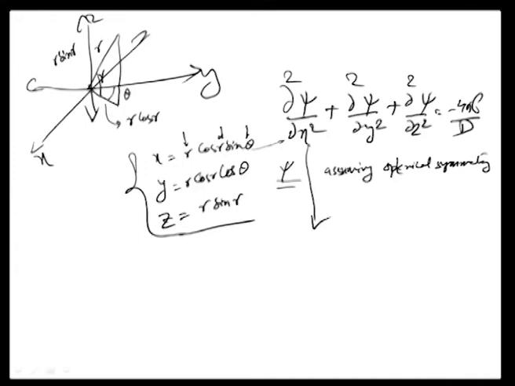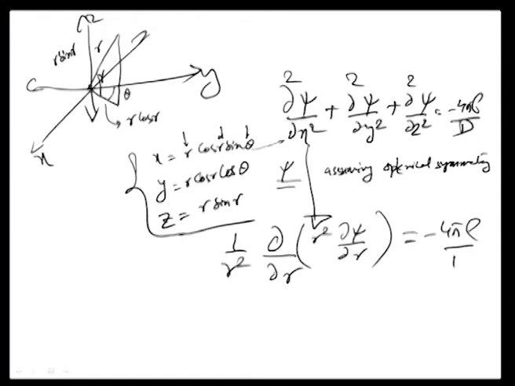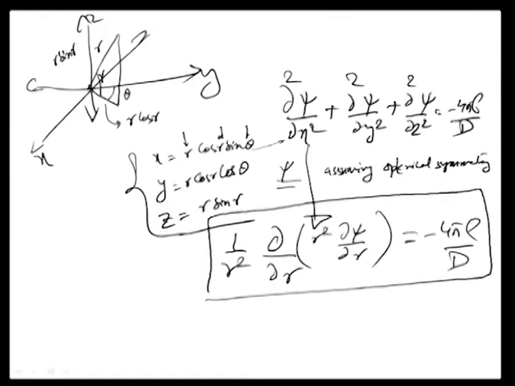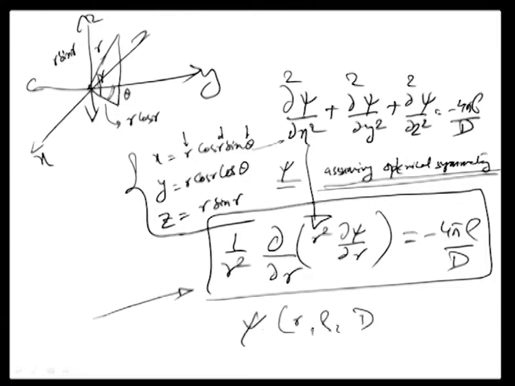So this whole equation now gets converted into the form (1/r²) ∂/∂r of (r² ∂ξ/∂r), and this is equal to minus 4π rho by d. This is the equation in spherical coordinates or polar coordinates, assuming that there is spherical symmetry and there is no variation along the angle gamma or theta. The only variation is along the radius vector r. So we want to now be able to solve this so that ξ comes as a function of r, rho, dielectric constant d, and so on.